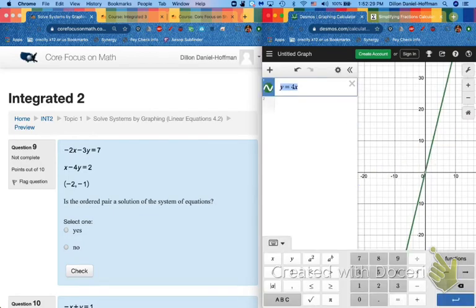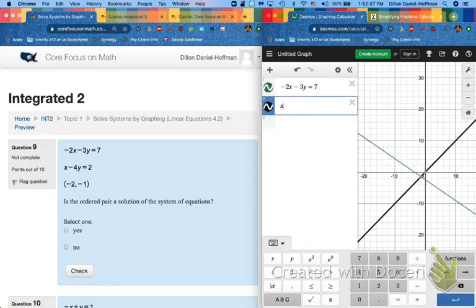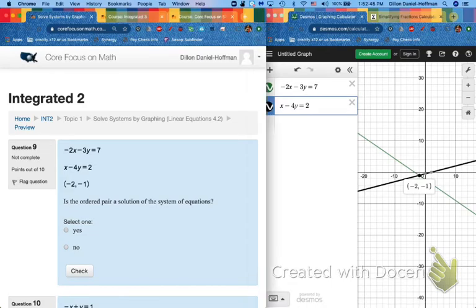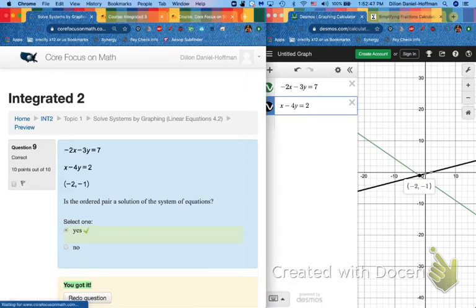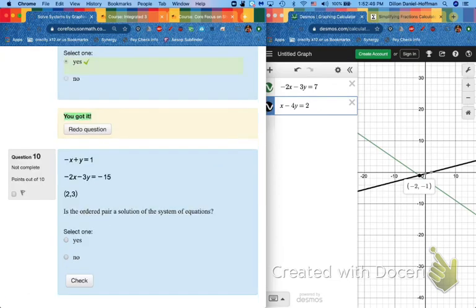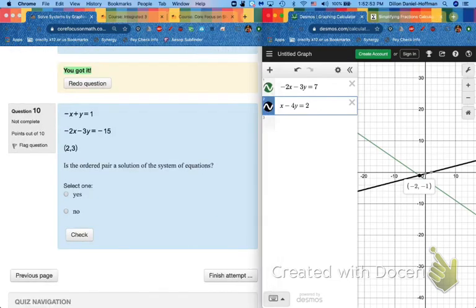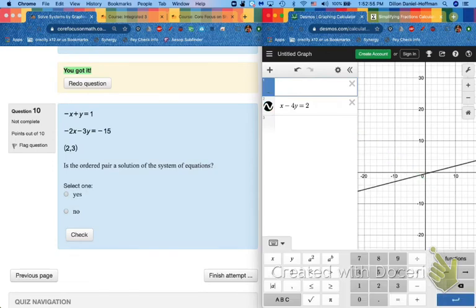The last one was yes. I wonder if this one's no. Let's see. The solution here is -2, -1. No, it's also yes. Interesting. If I was a student, especially knowing I could redo this, I'd probably immediately check no. It's like, what are the odds that all three are yes?